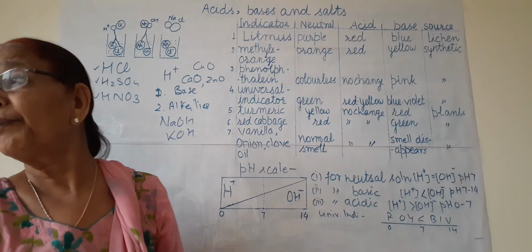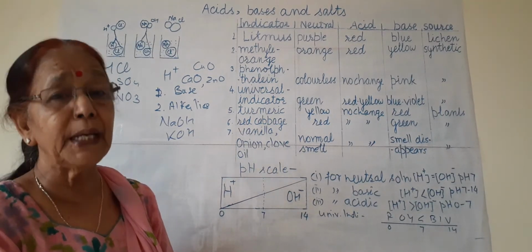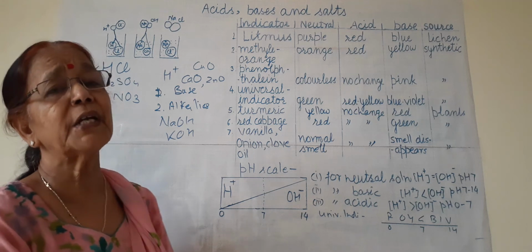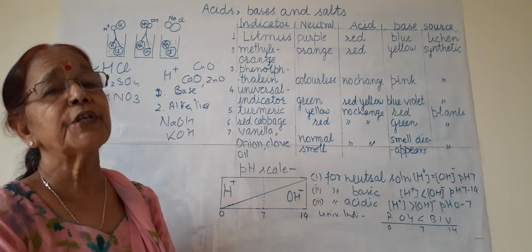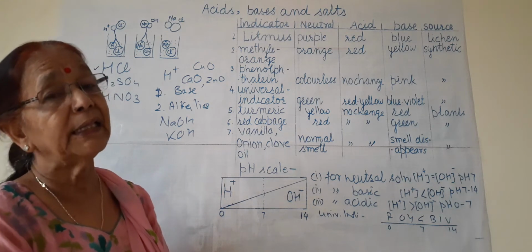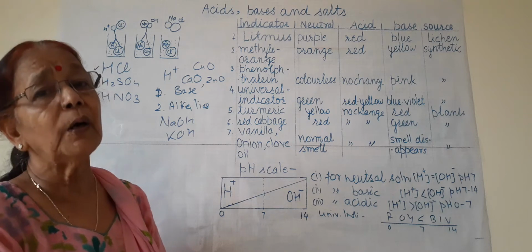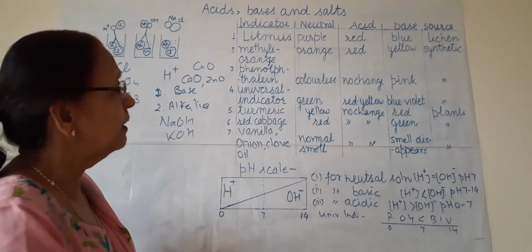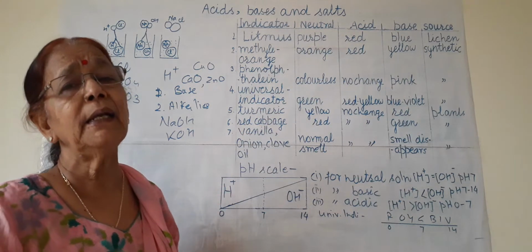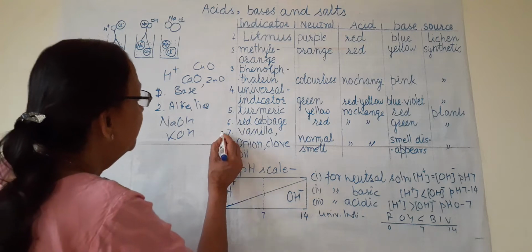Now we should know how we can differentiate between acids and bases. To know this, we have certain substances which are known as indicators. They indicate whether a compound is an acid or a base. These indicators, I have formed a table here. They are of two types.